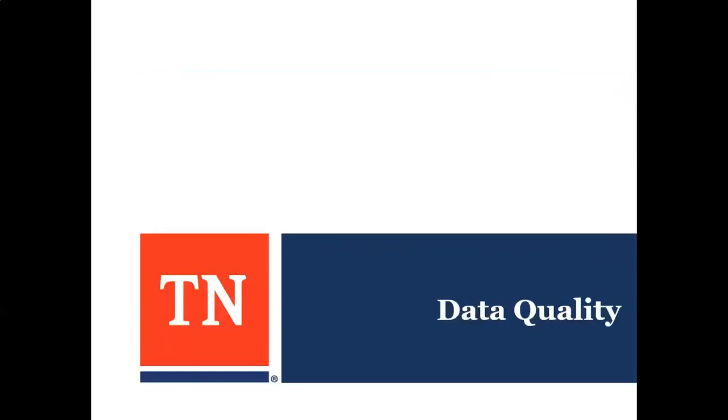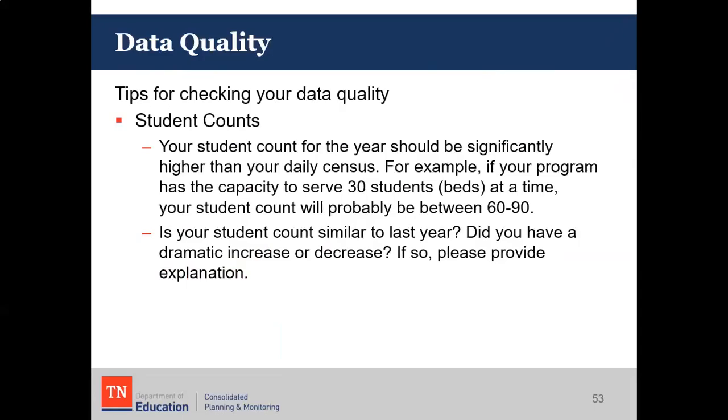Okay, for data quality, tips for checking your data quality. Student count. Your student count for the year should be significantly higher than your daily census. For example, if your program has the capacity to serve 30 students or 30 beds at a time, your student count will probably be between 60 and 90.